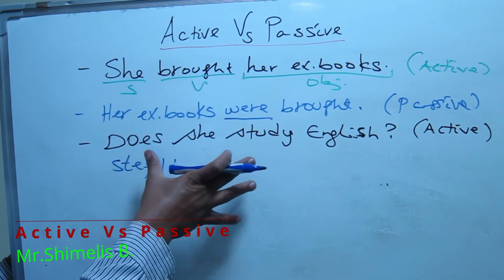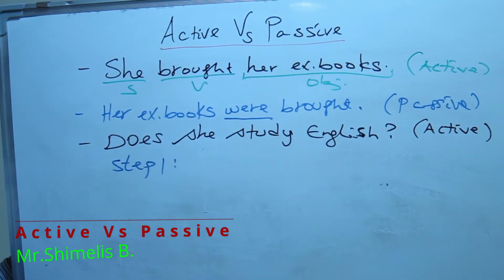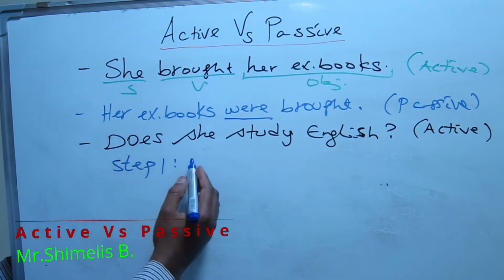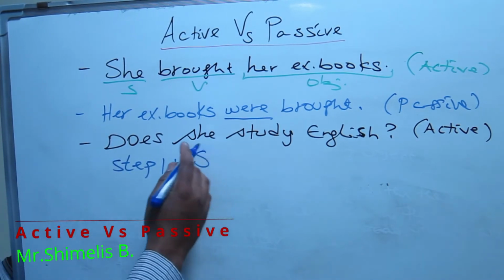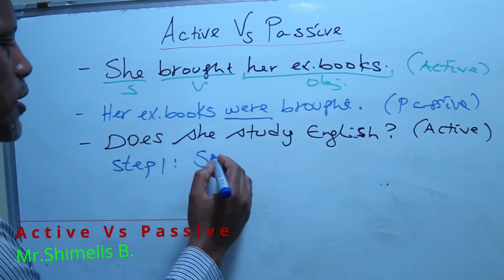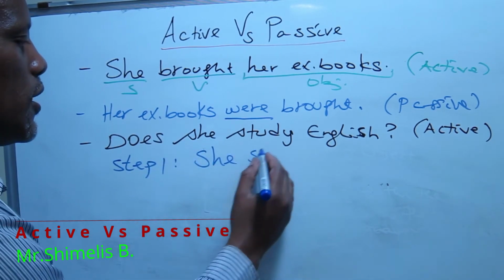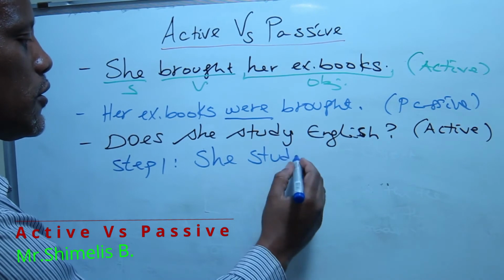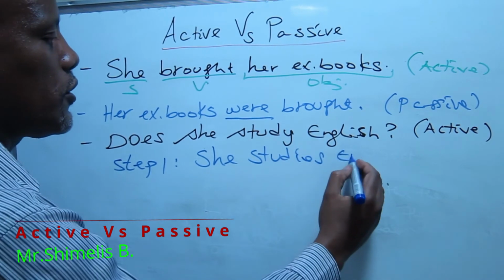First, change this interrogative sentence to declarative. Okay, declarative, avoiding the question word. So the declarative form of the sentence becomes: she studies English.